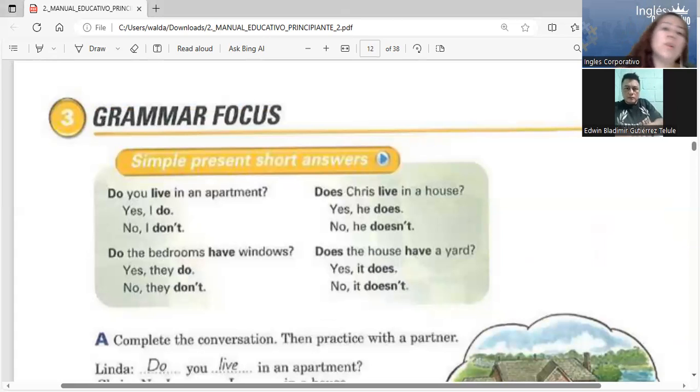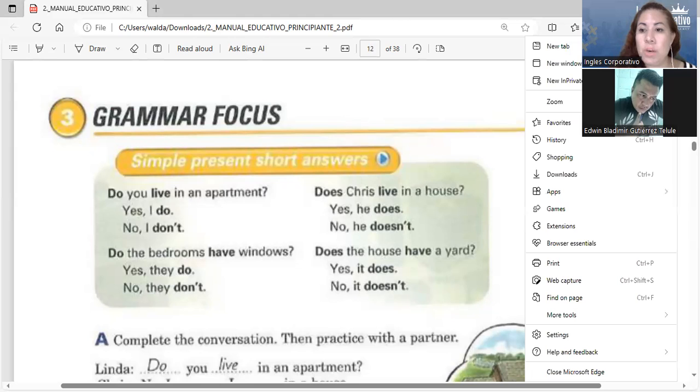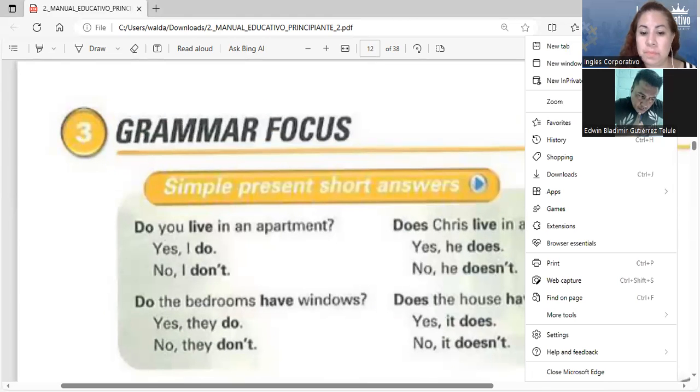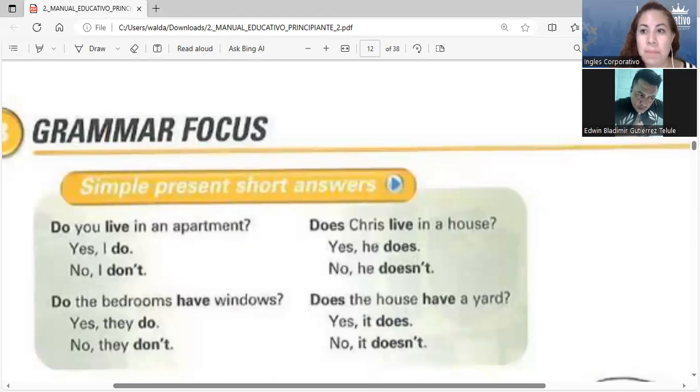All right. So this is something that we've already talked about a little bit, but let's go into a little more detail. We've already talked about that when you are asking a yes or no question, we're going to start with do or does, right? Okay.